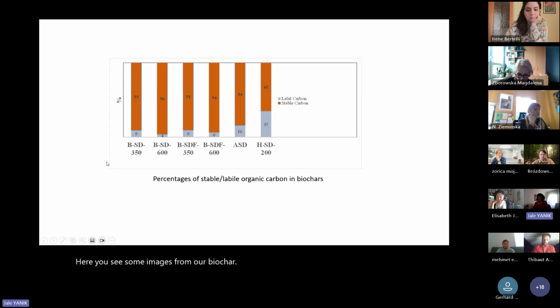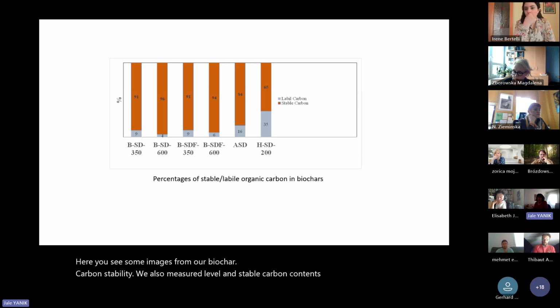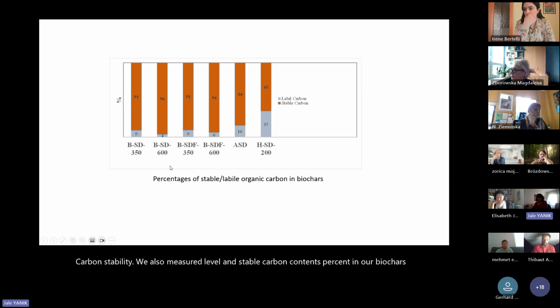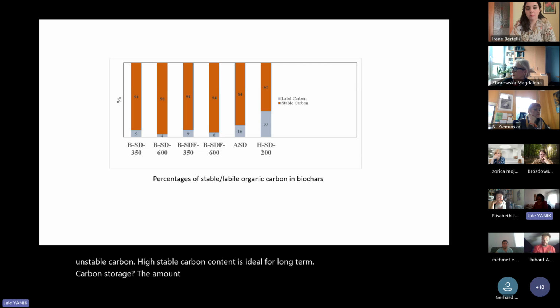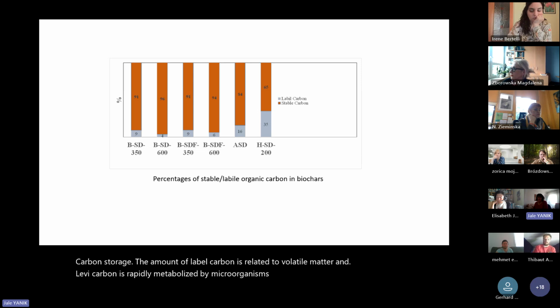Carbon stability: we also measured the labile and stable carbon content percentages in our biochars. Carbon stability allows biochar to remain in the soil for a long time. Labile carbon refers to unstable carbon. High stable carbon content is ideal for long-term carbon storage. The amount of labile carbon is related to volatile matter, and labile carbon is rapidly metabolized by microorganisms and provides short-term soil fertility.